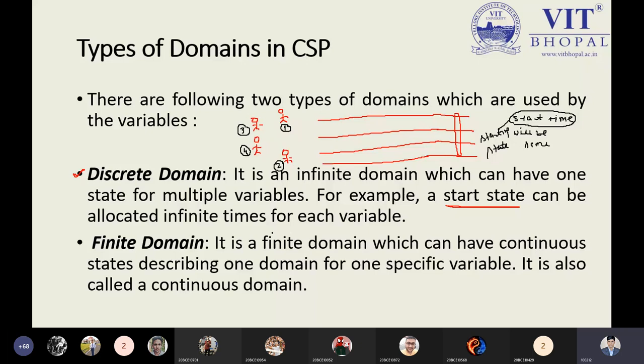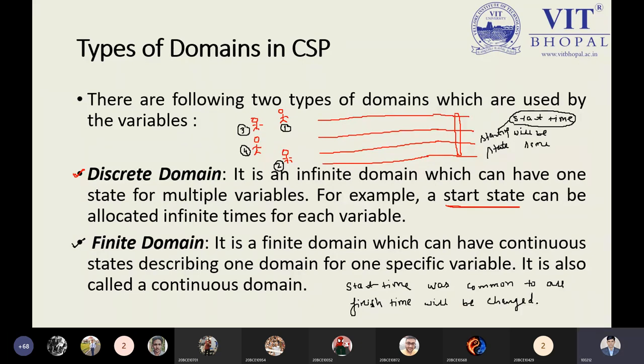But if you're talking about the finite domain, just look at the finite domain. It is the domain which can have continuous states describing one domain or one specific variable. So here, if I take the example, the start time was common to all, but the finishing time will change.